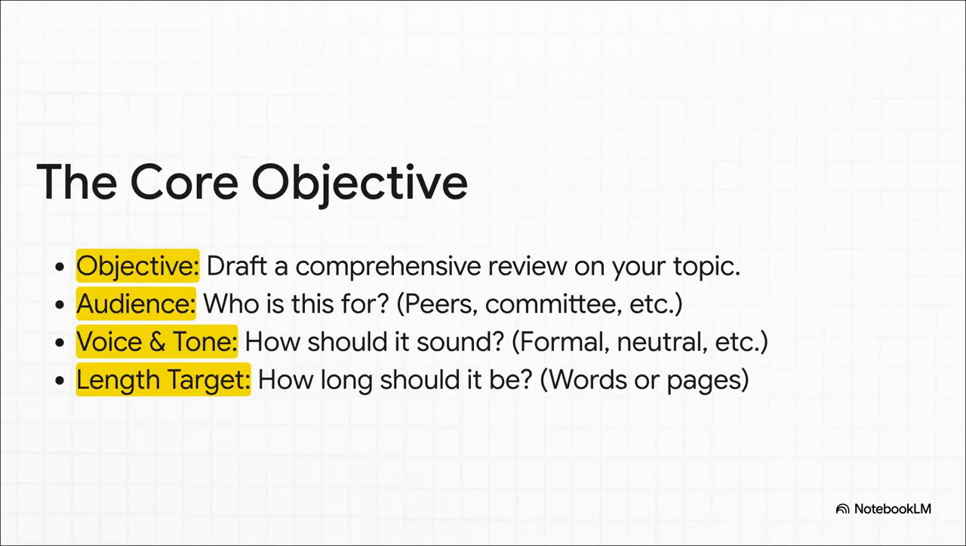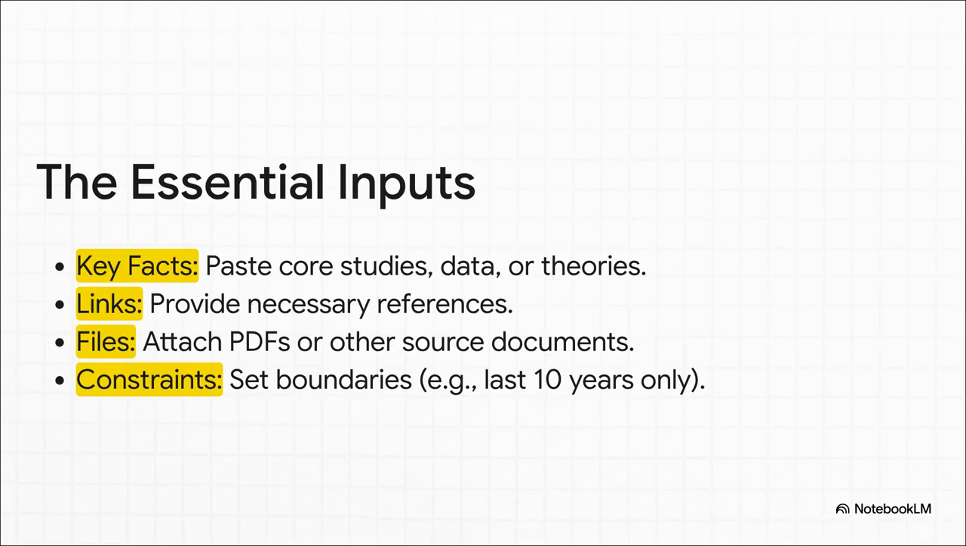Next, you define the core mission. And this goes way beyond just the main objective. You need to be specific about the audience, the voice and tone, and even a target length. Now, why is this so critical? Well, because a lit review for your thesis committee needs to sound way different from when you're writing for a broader publication. Getting this stuff right at the beginning is the key to getting a useful first draft and not wasting your time.